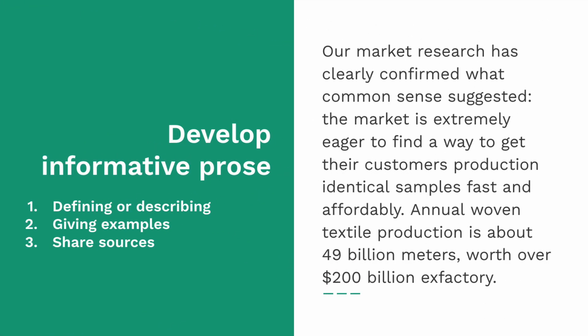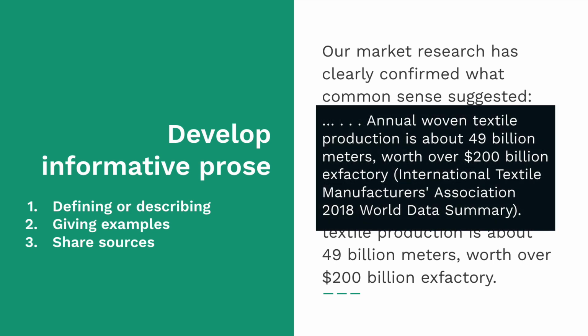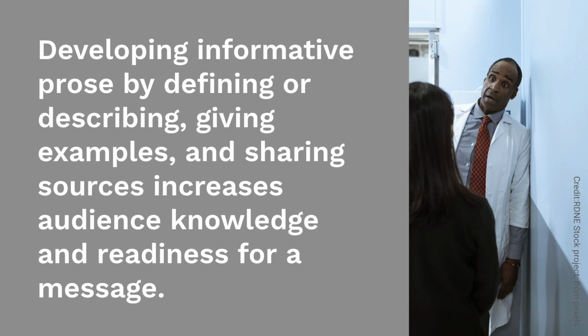Sharing outside sources of information with the audience is the last technique I'll discuss for developing informative prose. The passage we considered on the previous slide would benefit from identifying a source for the information. This type of detail is most relevant for overcoming audience willingness to accept a message rather than their ability. Thus, I'll discuss it more thoroughly when we tackle the development of persuasive content.